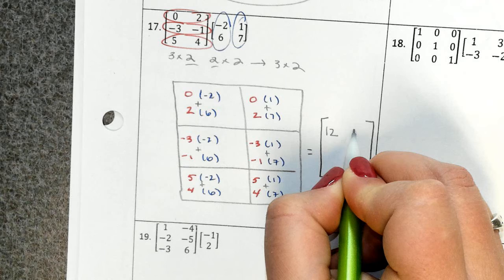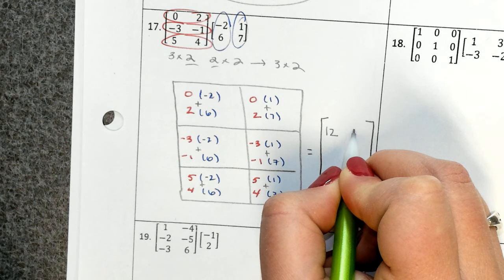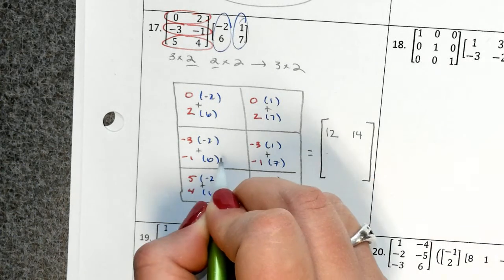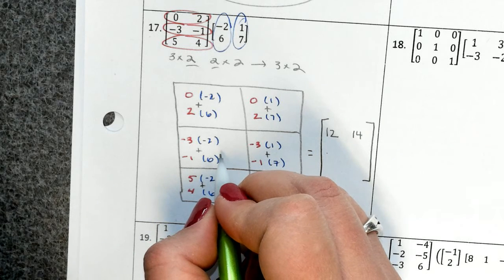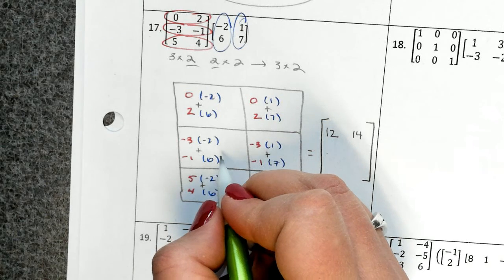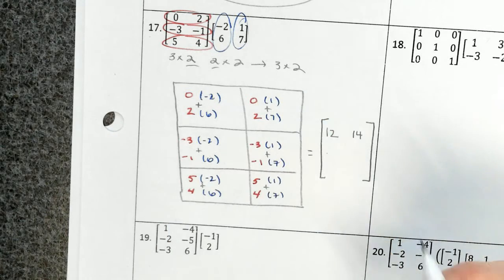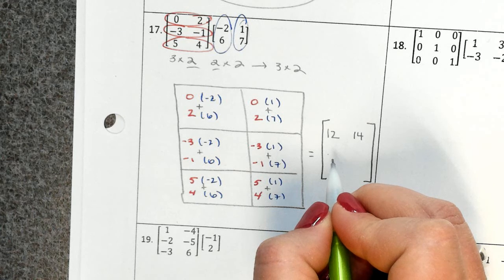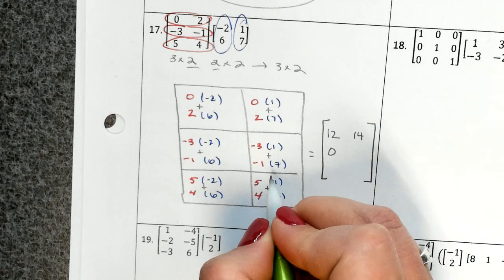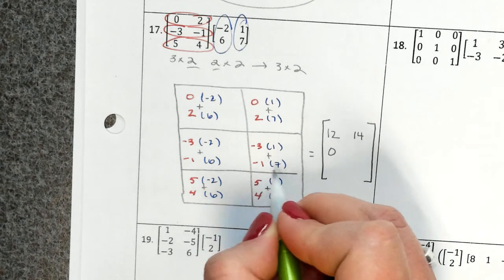Give me 1 second. Very good. 14. 14 here. Next box. -3 times -2 plus -1 times 6. You get 0. I got it. 6 and -6. Yeah, you should get 0. -3 times 1 plus -1 times 7.